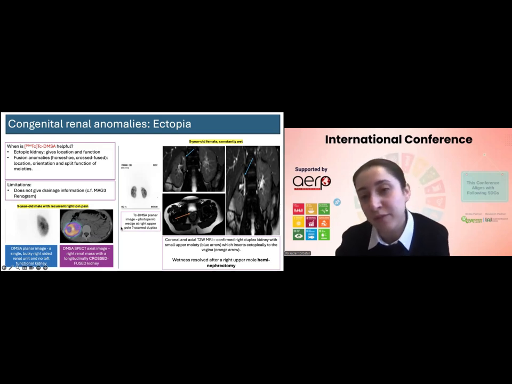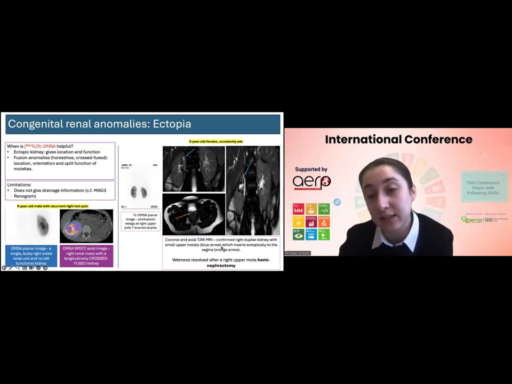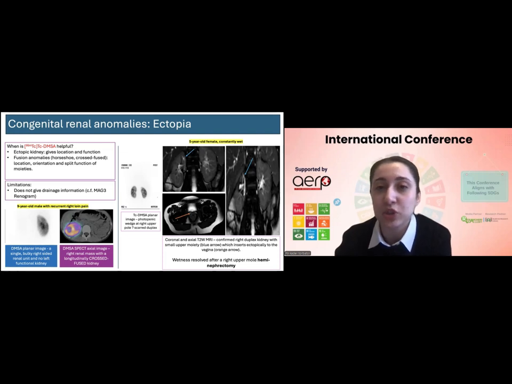But they went on to have further imaging, which was a T2 weighted MRI, which showed an ectopic right duplex kidney with a small upper moiety shown by the blue arrow, which inserted ectopically into the vagina, leading to urinary incontinence.